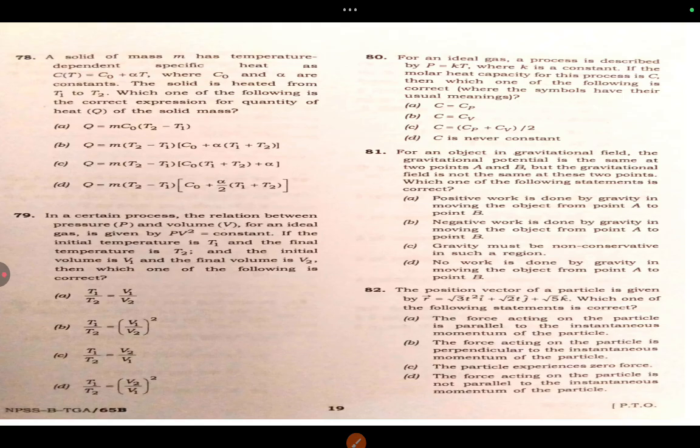So the question is literally asking about the heat capacity concept. Heat capacity, as we know very well, is the amount of heat required to change an object's temperature. T1 is the object's temperature, and we want to change it to T2. For that, how much heat you supplied is what we call heat capacity.